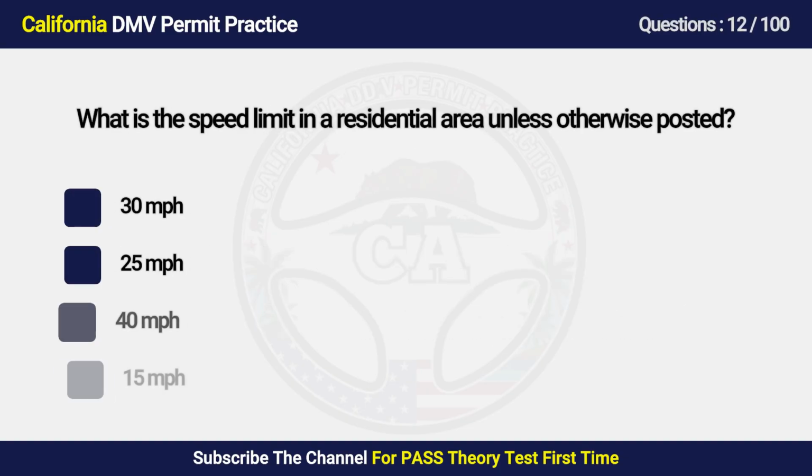Question 12. What is the speed limit in a residential area unless otherwise posted? A. 30. B. 25. C. 40. D. 15.